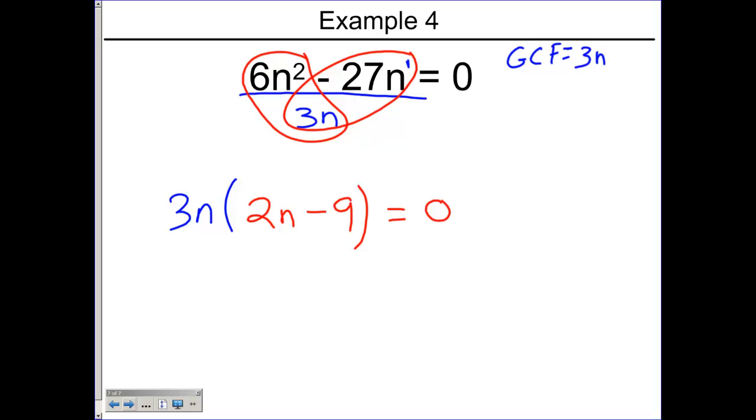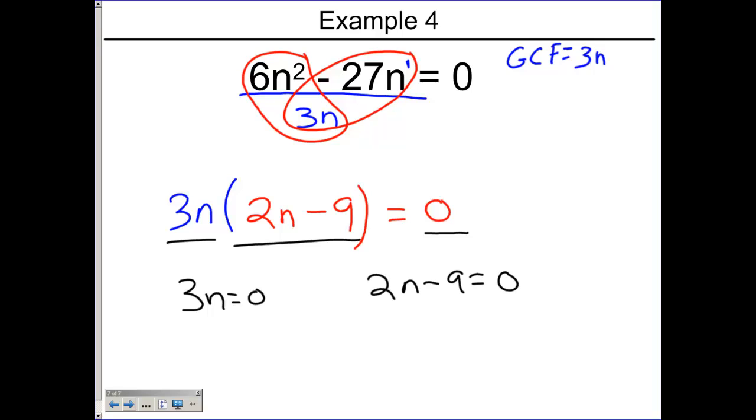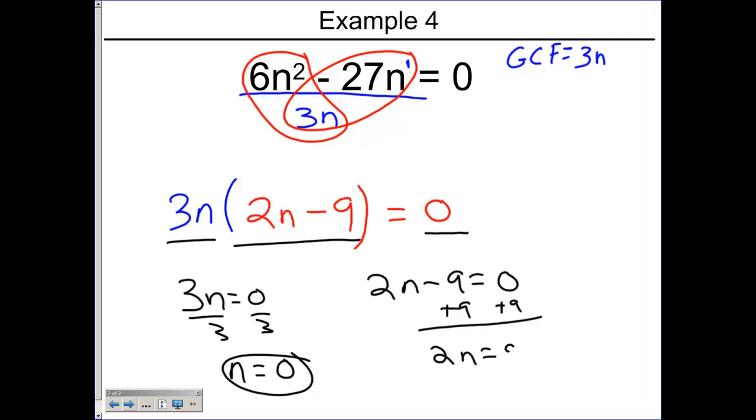So I'm back to one number times another number equals 0, so one of those two numbers has to have a value 0. So let 3n equal 0. That's my first one. And I can let 2n minus 9 equals 0. So divide by 3 over here, and I get n equals 0. There's one solution. And over here I'm going to add 9 to both sides. So I have 2n is equal to 9. Divide both sides by 2. And I have n equal to 9 over 2, or I could call it 4.5, and there's another solution.